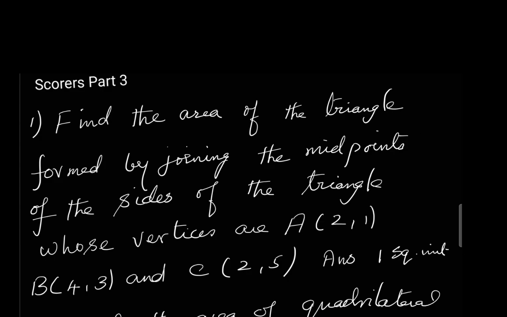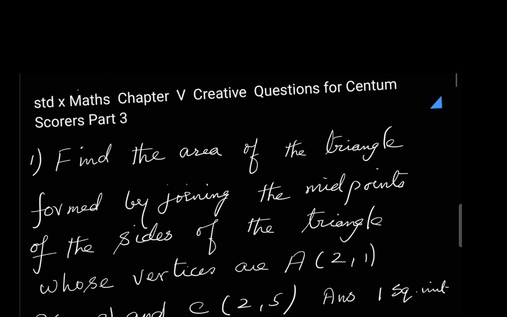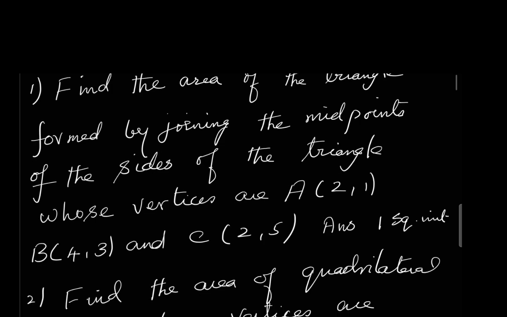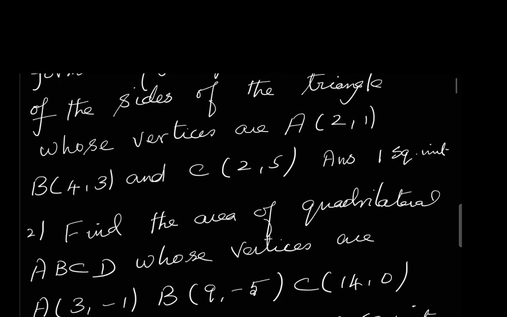Find the area of the triangle formed by joining the midpoints of the sides of the triangle whose vertices are A (2, 1), B (4, 3) and C (2, 5). So the answer for this is 1 square unit. The same model I have done for you in part 2, so you can go through that.